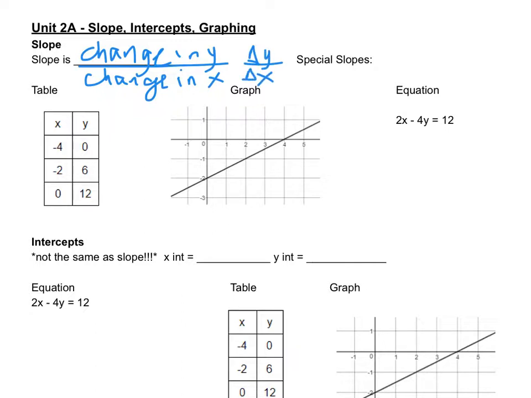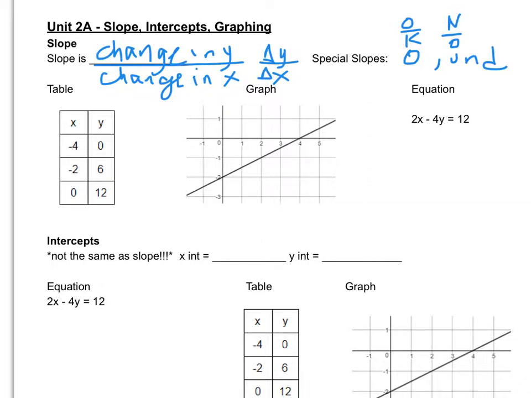We also have two special slopes, which were 0 and undefined. We also had HOY and VUX as a way to remember that. So from a table, if we want to do change in y over change in x, that's where we do our little arrow thing. So how do you go from -4 to -2? We add 2. How do you go from 0 to 6? We add 6. And slope is change in y, which is 6, over change in x, which is 2.